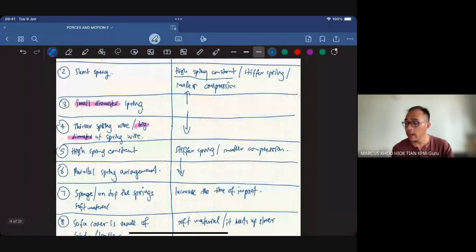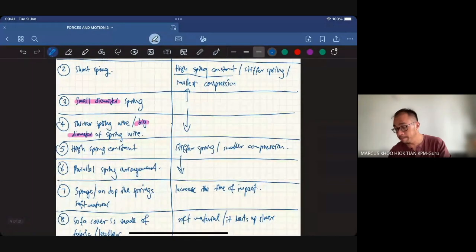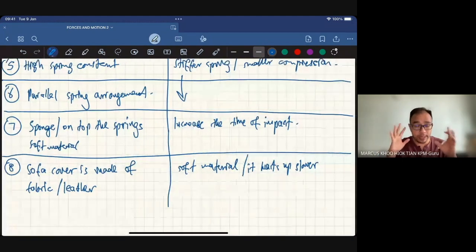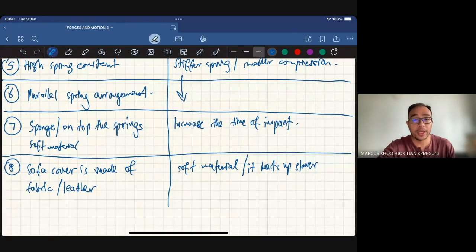I think there are more answers in page 30-31. But 30-31 actually doesn't have the sofa. But the principle behind this question is there. It's in page 30 and 31.